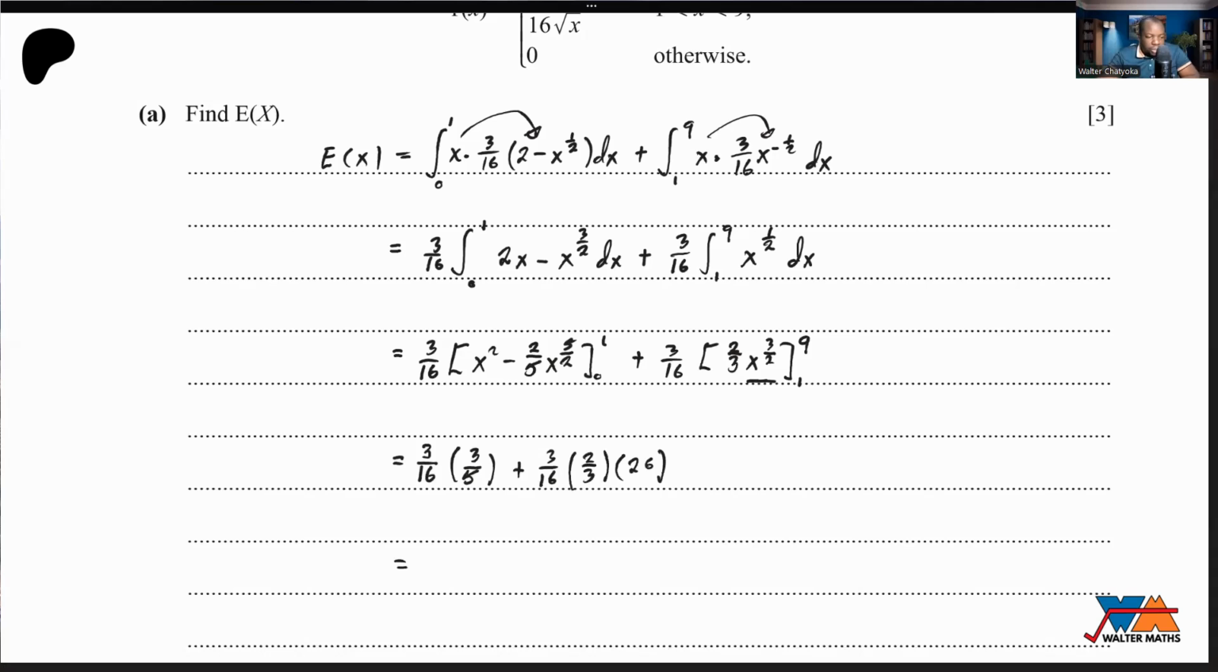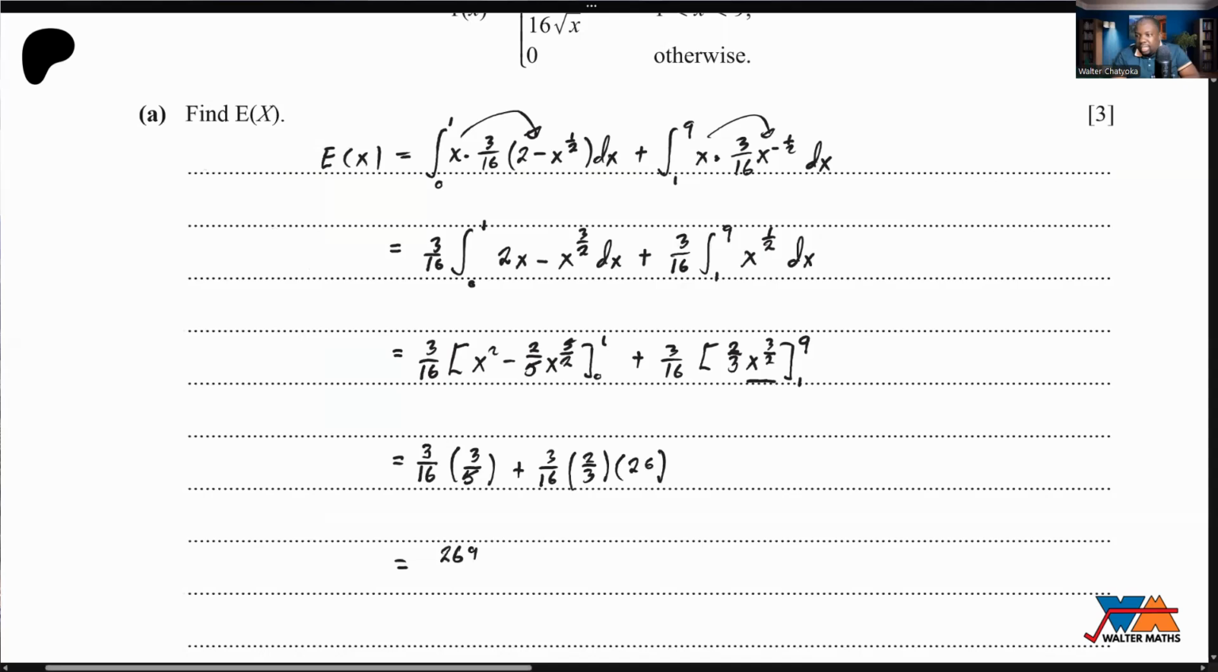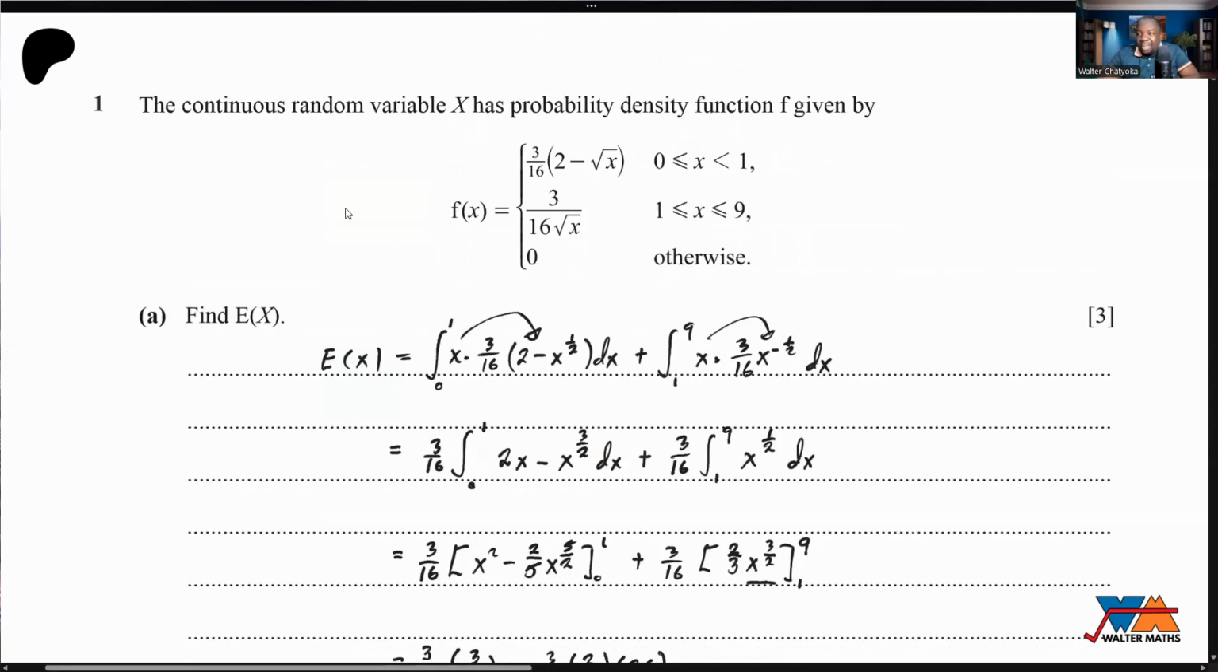Let me do a quick calculation here to get our answer. We're getting 269 over 80. So 269 over 80 is the answer. That's the expectation we get on part A.